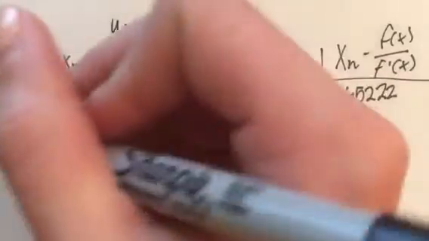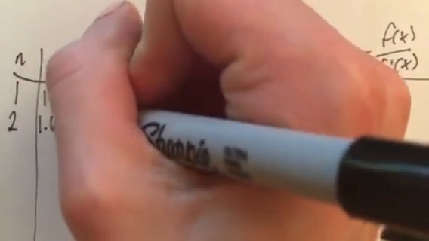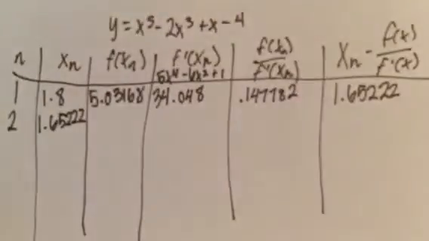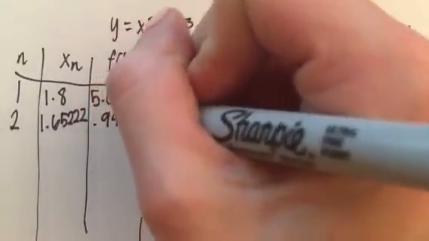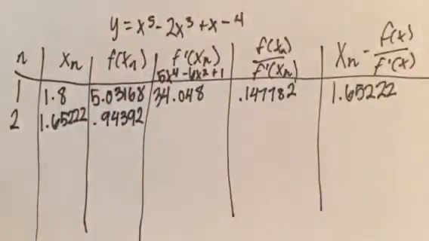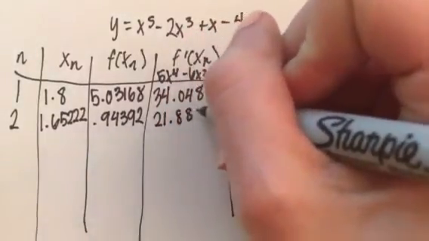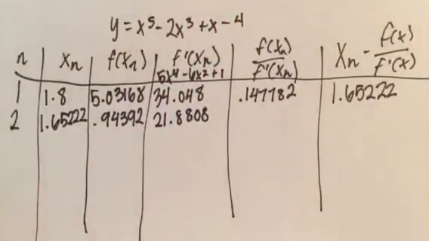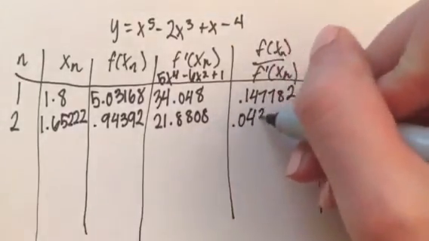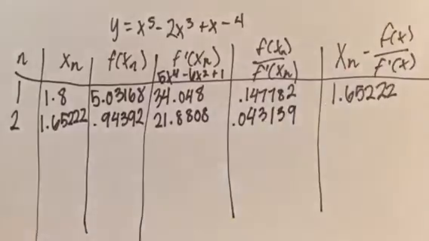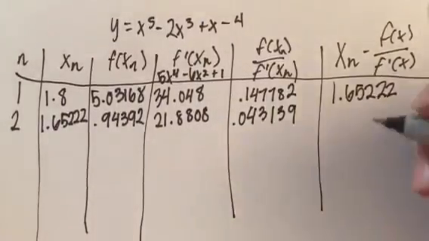So our second n will be 1.6522. We plug this number into the original equation, and we get 0.94392. Plug this number into the derivative, and we get 21.8808. When we take the original function divided by the derivative, we get 0.043139. Take x2 minus the original function divided by the derivative, we get 1.60908.